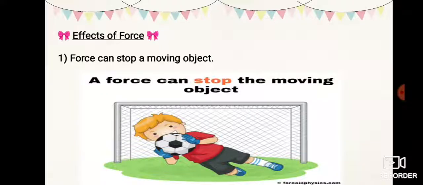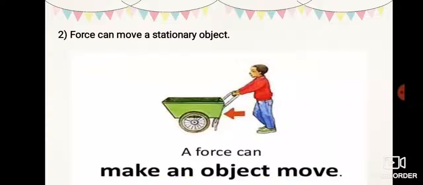Effects of force. Number 1. Force can stop a moving object. Friction is a force that slows or stops motion. Number 2. Force can move a stationary object. Force can cause a stationary object to start moving or a moving object to change its speed or direction or both.